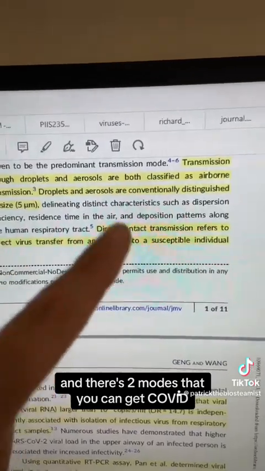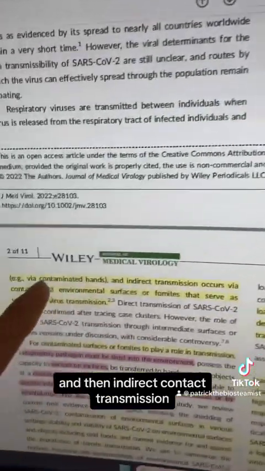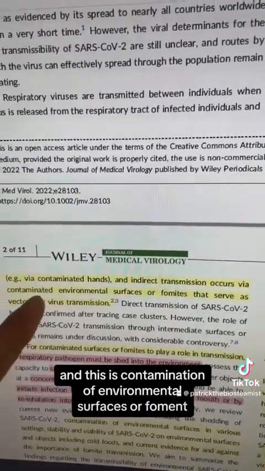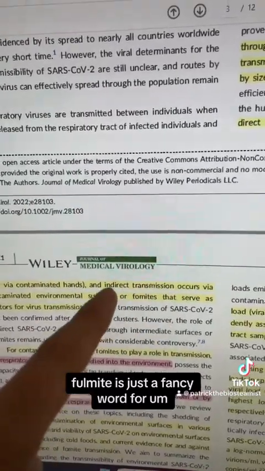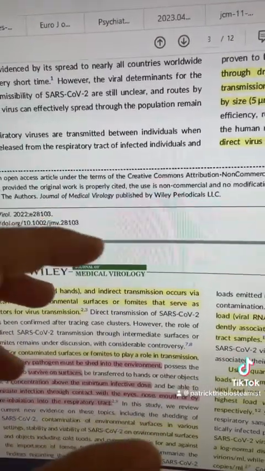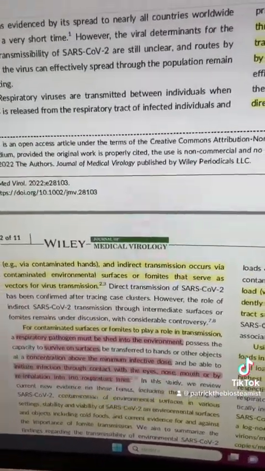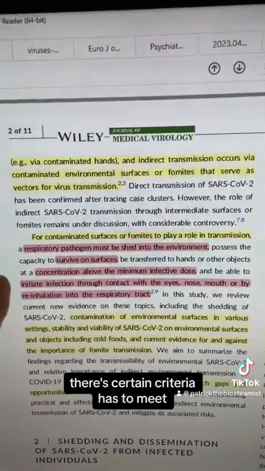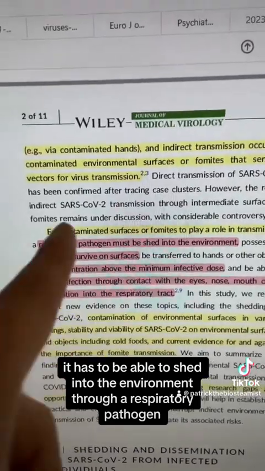And then there are two modes by which you can get COVID: direct contact transmission and indirect contact transmission. And this is the one we're going to be focusing on, which is contamination of environmental surfaces, or fomites. Fomite is just the fancy word for a disease-carrying object or something like an animal. So for a contaminated surface to be considered a fomite, there are certain criteria it has to meet. It has to be able to shed a respiratory pathogen into the environment.